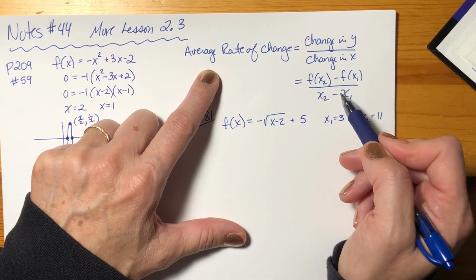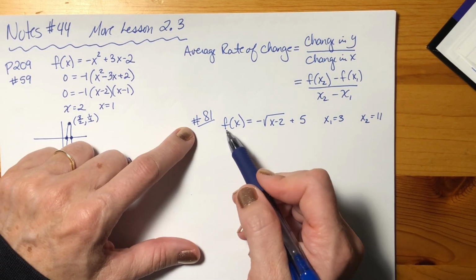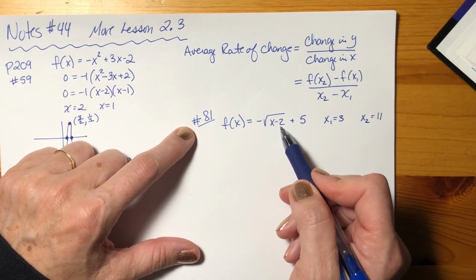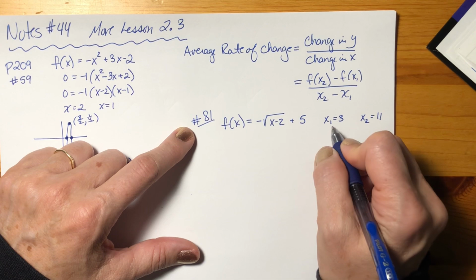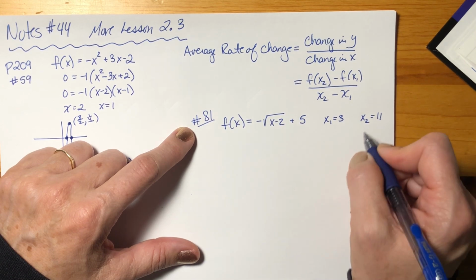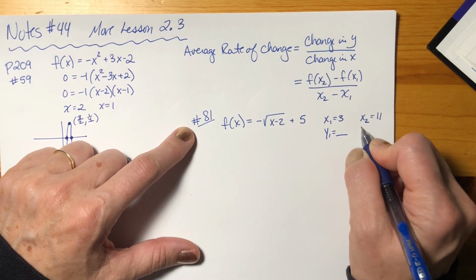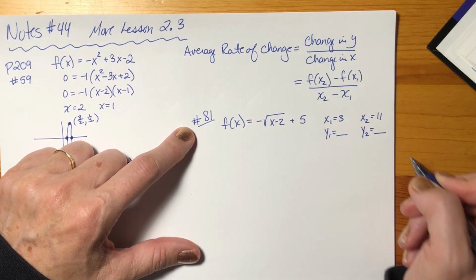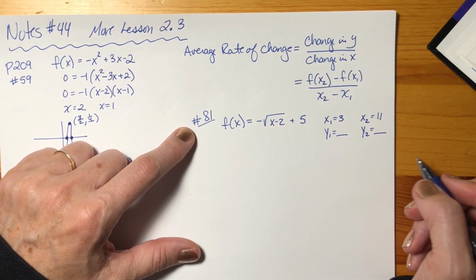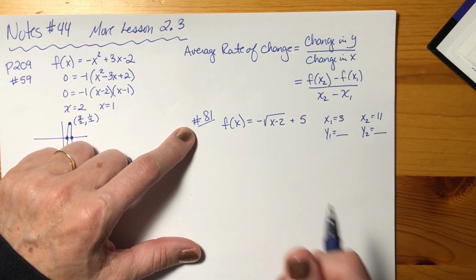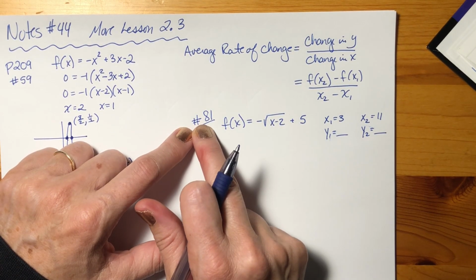Yeah, slope, okay? So I'm going to give you the function here, f of x is equal to the opposite of the square root of x minus 2 plus 5. I'm going to give you your x1 is 3 and your x2 is 11. I'm not giving you your y1 and I'm not giving you your y2. That's something you're going to have to figure out. Once we figure that out, then we can plug it into the formula to do the average rate of change like the directions for 81 says.